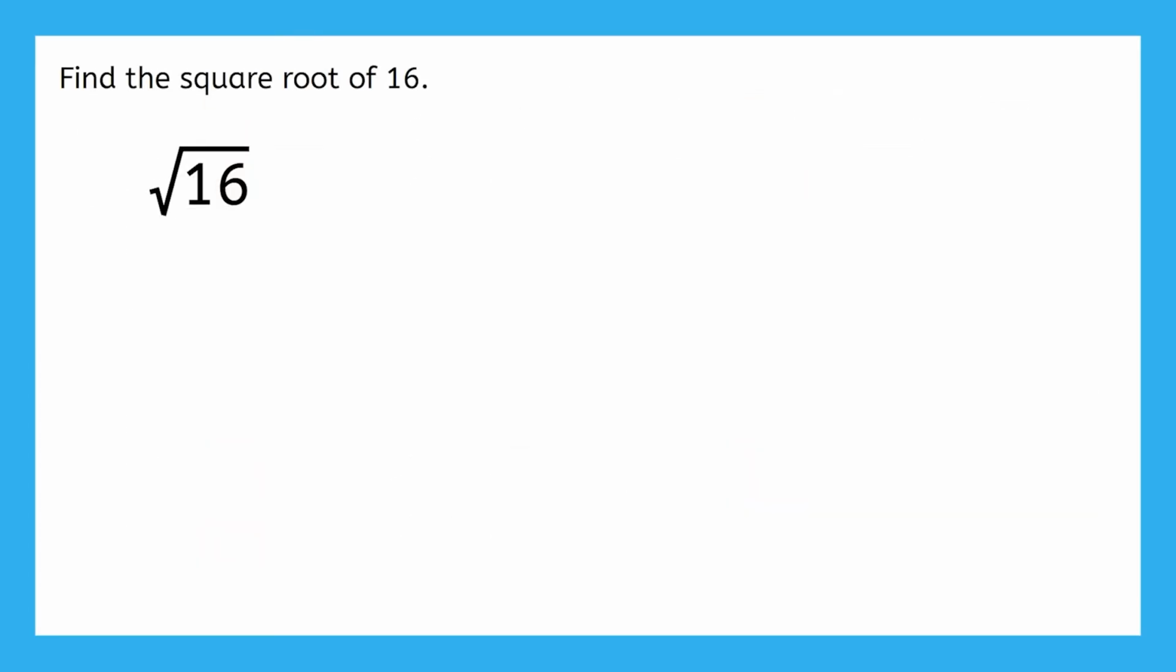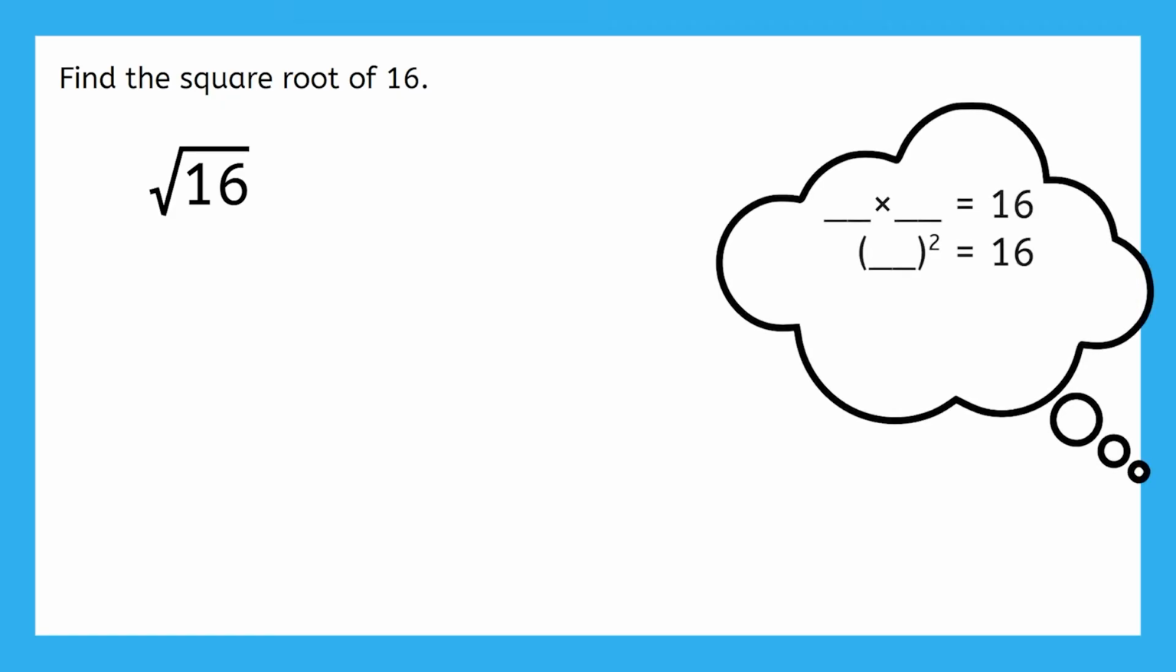Now that we know which numbers are perfect squares, let's try this. What's the square root of 16? Remember, we should think, what number times itself, or squared, equals 16? 4. 4 squared equals 16. Hang on. Is that the only number squared that equals 16?